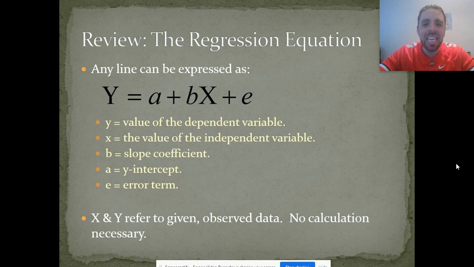And then E is the error term. The error term is necessary for individual data points, but it is not actually necessary for the entire regression equation. But I'll get to that in just a few slides.